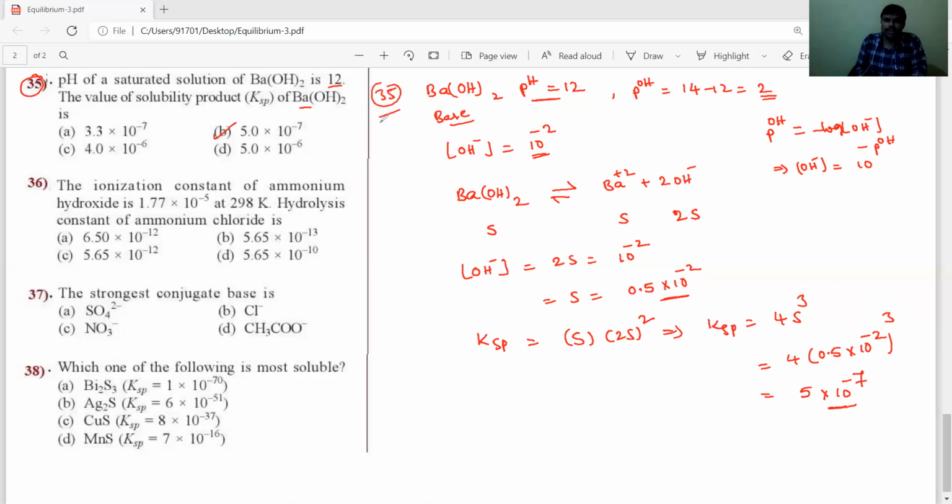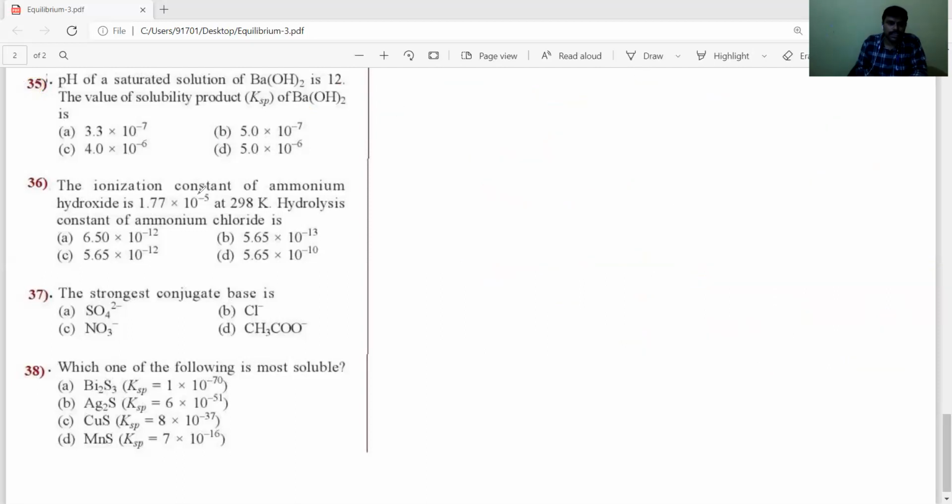Okay, let's go for the 36th question. The ionization constant of ammonium hydroxide, NH4OH, they gave. NH4OH is a weak base. That's why its Kb value they gave, which is 1.77 into 10 to the power of minus 5.